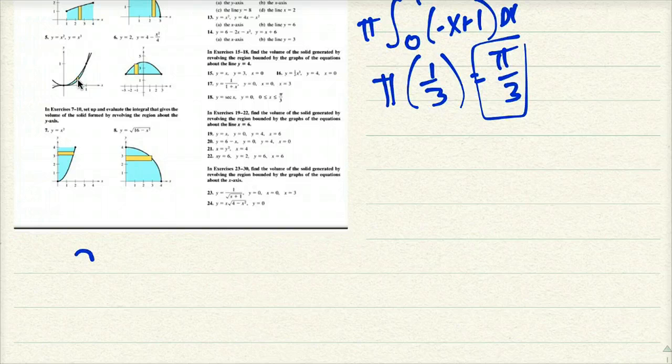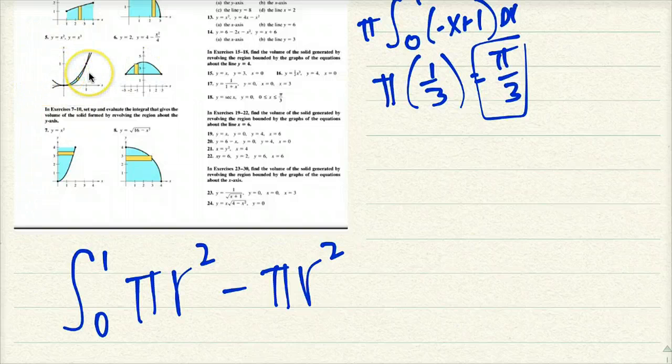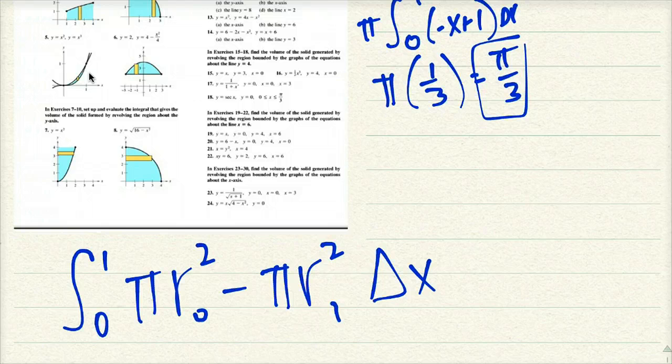So I'm going to do the antiderivative. In this case, you can see it's from 0 to 1. And if you remember, it's pi r squared minus pi r squared. You notice my rectangles are going from left to right. See my rectangle, it's up and down going from left to right. So delta x. The r's, if you remember, this one's going to be r out minus r in. So the outside circle subtracted by the inside circle.